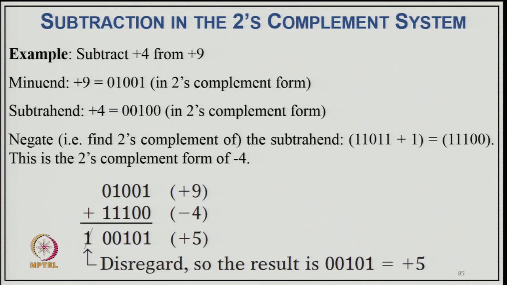So it becomes 1, 0, 1, then again 0, and then 1 goes here. It becomes 0, and then you again have a carry of 1, which you discard. So the result becomes 0 0 1 0 1, and that is plus 5. That is the way we go. Virtually we converted subtraction to addition by using this complement procedure.